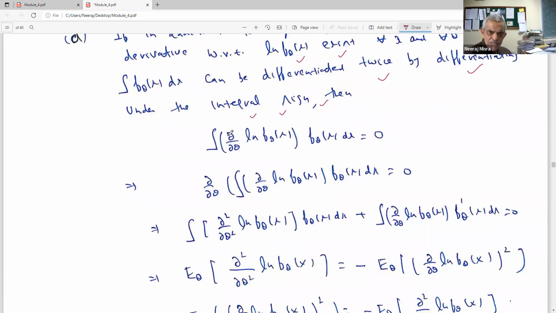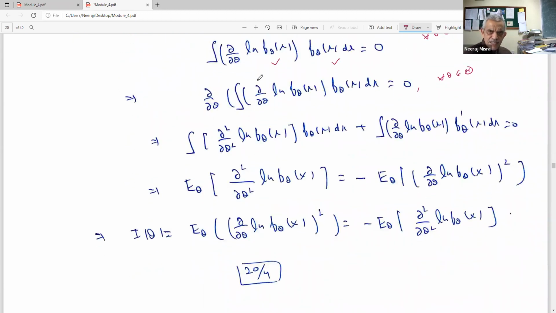Then what do I know? I already know that the integral of ∂/∂θ log f_θ(x) times f_θ(x) is zero, because this is the same as f_θ'(x) by f_θ(x). So this is the same as the integral over f_θ'(x), which is zero, as we have just seen, for every θ. So that means the derivative of this would also be zero for every θ. So I take the derivative. So ∂/∂θ of the integral of ∂/∂θ of log f_θ(x) f_θ(x) dx is zero for every θ. My regularity conditions are satisfied, so I take the derivative inside.